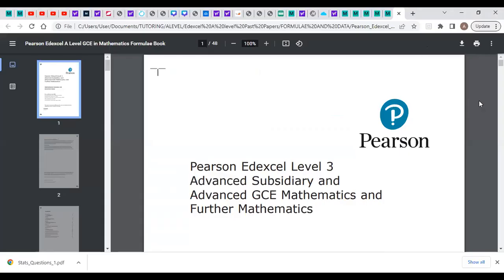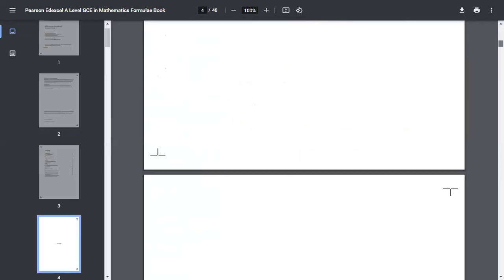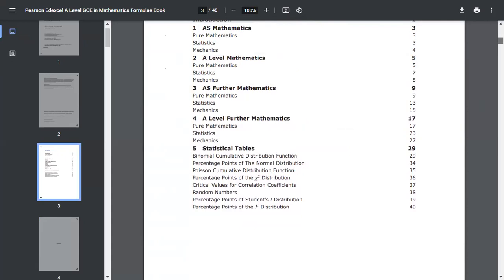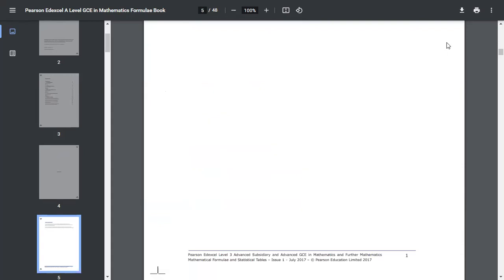Okay, right. So this is our maths statistics tables. This formula book includes further maths as well, so we don't need to worry about that. But in your formula book for A-level maths, you're going to go to the statistical tables, and then the critical values for correlation coefficient section. It's page 37 on my document here, so let's go down to page 37.